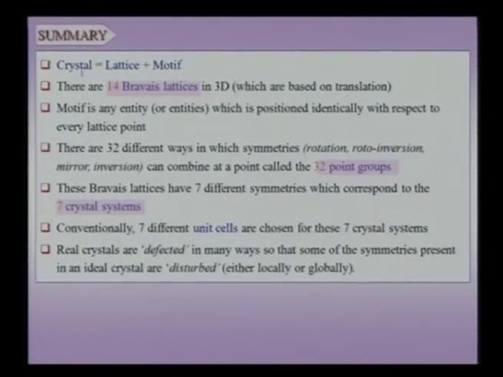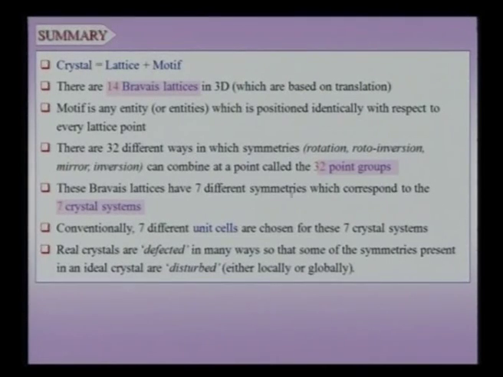So it is time to summarize the salient features we have learned so far. They are as follows, as listed in this. A crystal is a lattice plus motif. There are 14 Bravais lattices in 3D which are based on translation. A motif is any entity which is positioned identically with respect to every lattice point. We will have a few more questions to ask regarding motifs in one of the coming slides. There are 32 different ways in which symmetries can combine, and these lead us to the 32 point groups.